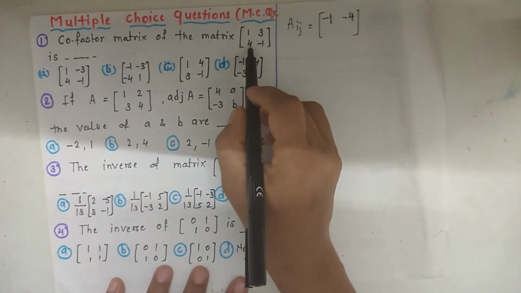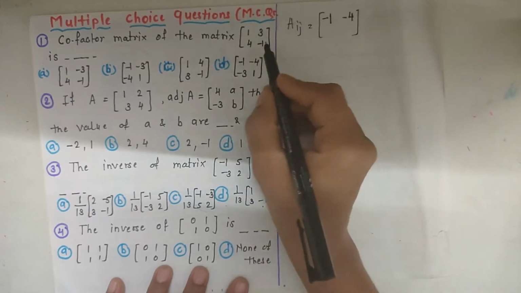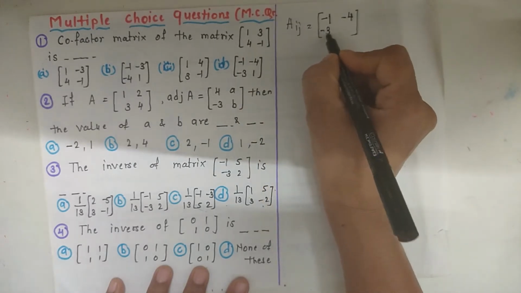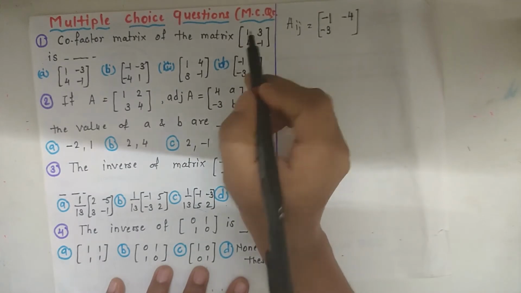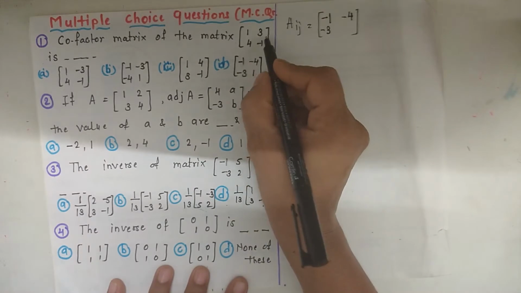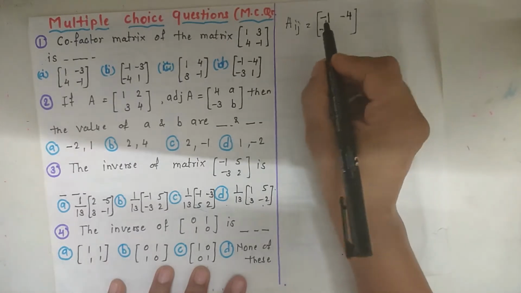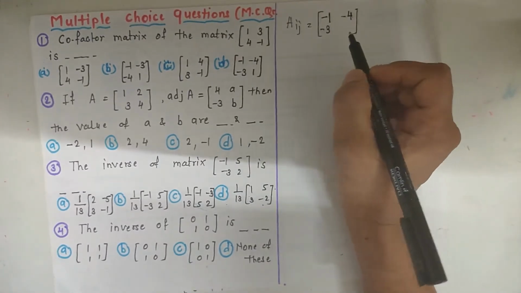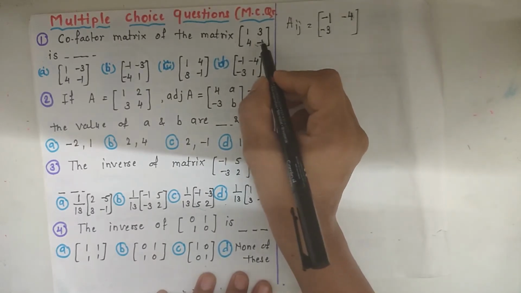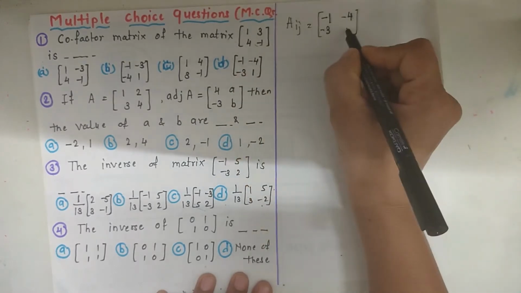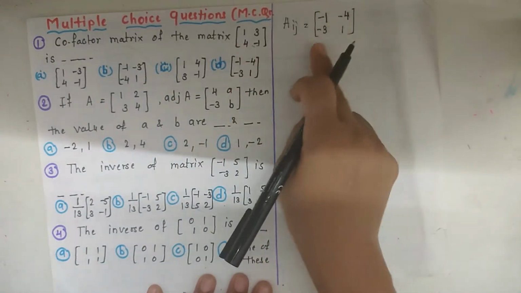Now the third element is 4. So eliminating its row and column, the value of the remaining element with opposite sign is the cofactor of the third element. The order of the second element and third element is 2 1 and 1 2, and the addition of that order is odd, therefore the sign is opposite. Now the cofactor of the fourth element is obtained by eliminating that row and column, then the value of the remaining element is the cofactor of the fourth element. So the cofactor matrix is -1, -4, -3 and 1.